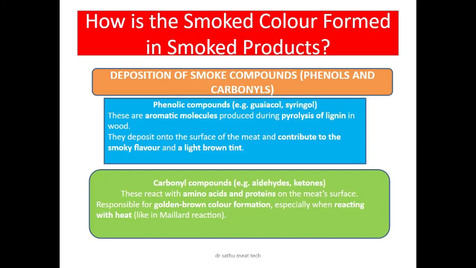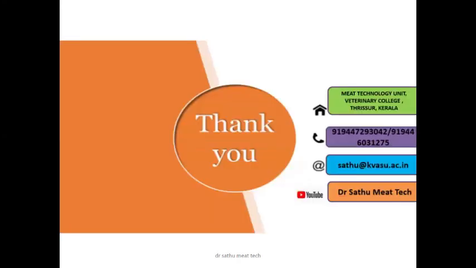Carbonyl compounds, already we talked, the formaldehyde, aldehydes, ketones. The carbonyl groups of these compounds react with the amino groups of the protein on the meat surface. That leads to a reaction called the Maillard reaction, a non-enzymatic reaction responsible for the golden brown color formation, especially when reacting with heat.